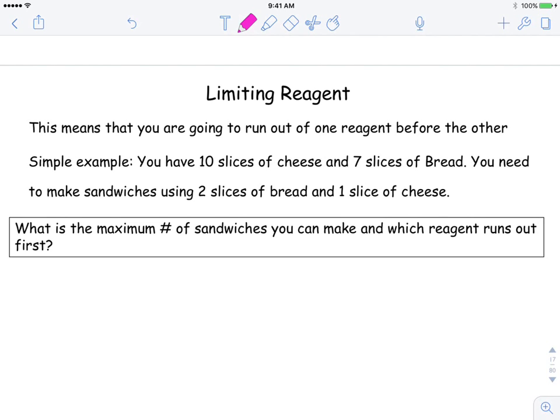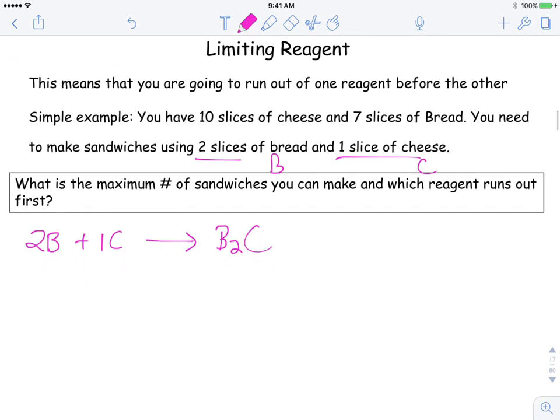So, let's use a real life example. Let's say that you are going to try and make cheese sandwiches, and you're using cheese and bread. To make a sandwich, I would have 2 slices of bread and 1 slice of cheese. It would be 2 slices of bread plus 1 slice of cheese would give me a sandwich. My sandwich would look like this. In this case, B stands for bread, C stands for cheese, not boron and carbon.